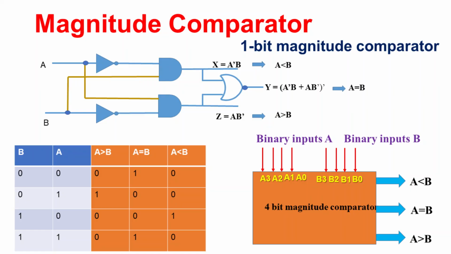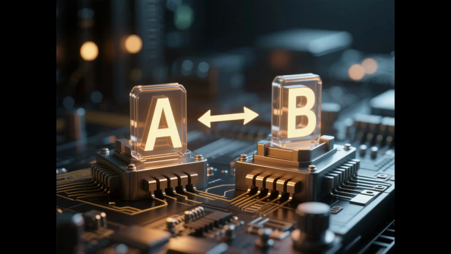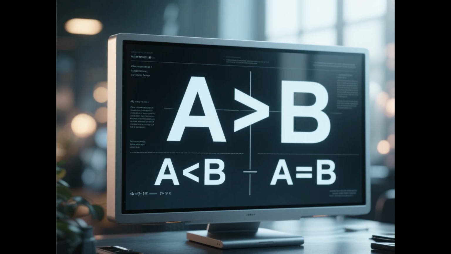In digital logic, a magnitude comparator is a combinational circuit that compares two binary numbers. Let's call them number A and number B. It checks if A is bigger, smaller, or same as number B.